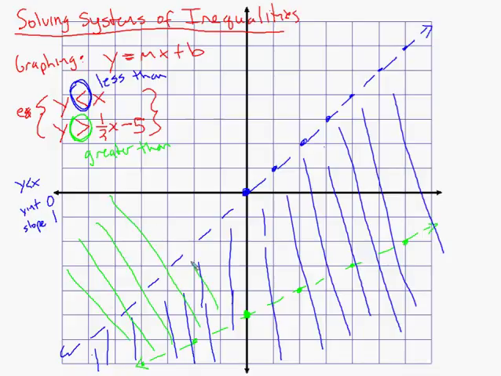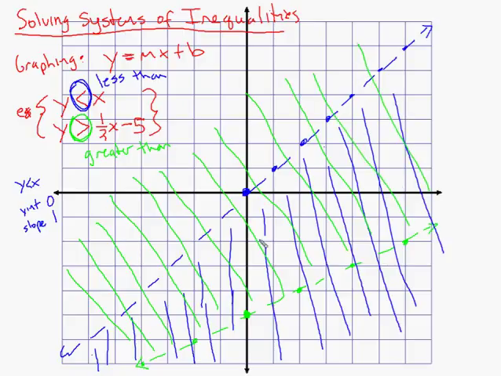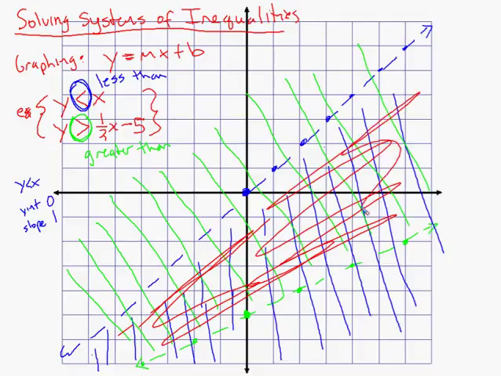And notice something has happened. The two areas that I've shaded now overlap. Now, they don't have to overlap. If they don't overlap, that's no solution. But notice in this case, they do. So what's my answer? Well, everything that's in between these two lines ends up being my answer.